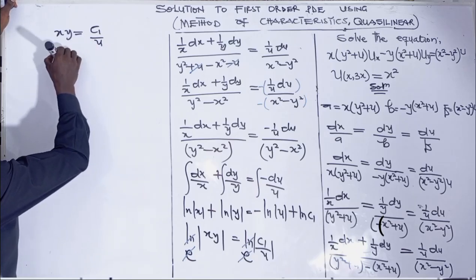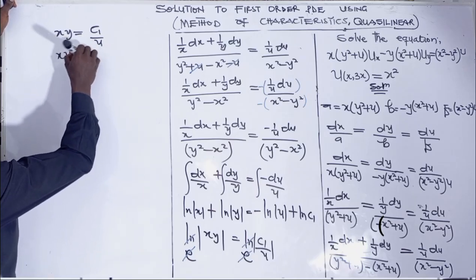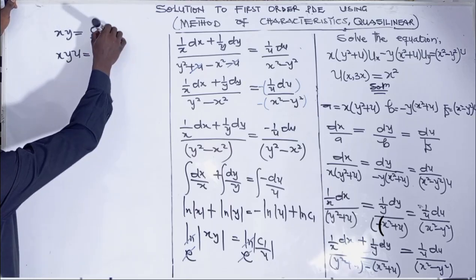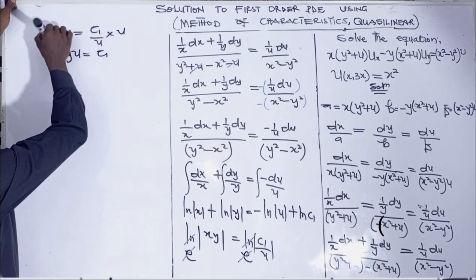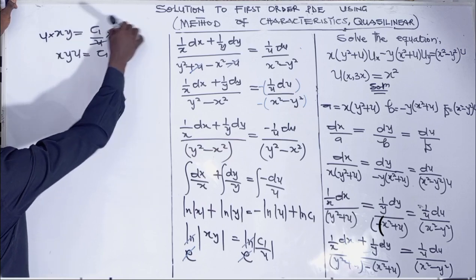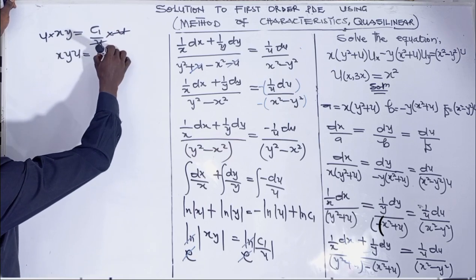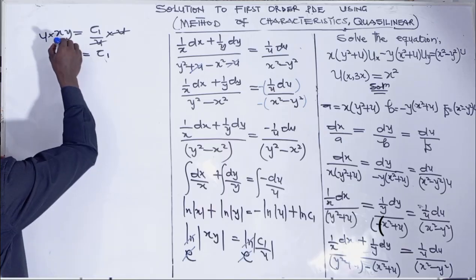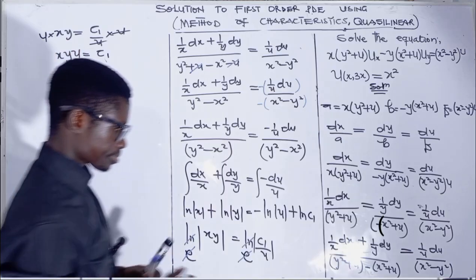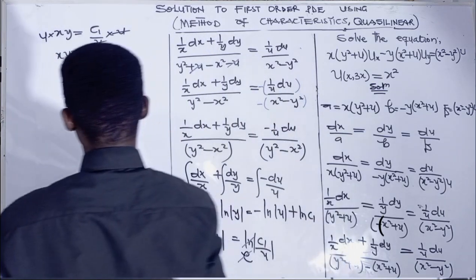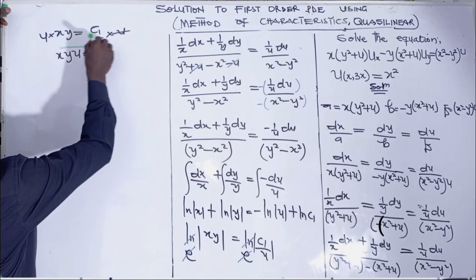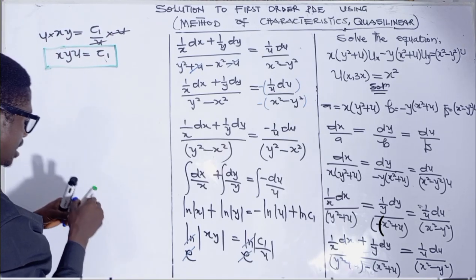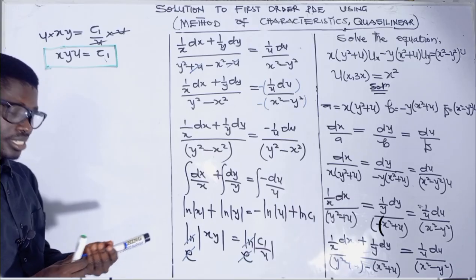We want to make C1 the subject, so let's multiply through by u. So we are going to have x y u is equal to C1, when we multiply through by u, so that this will cancel this. So we have that. So this is one of our solutions. So we have our first solution. Very, very easy and then simple.